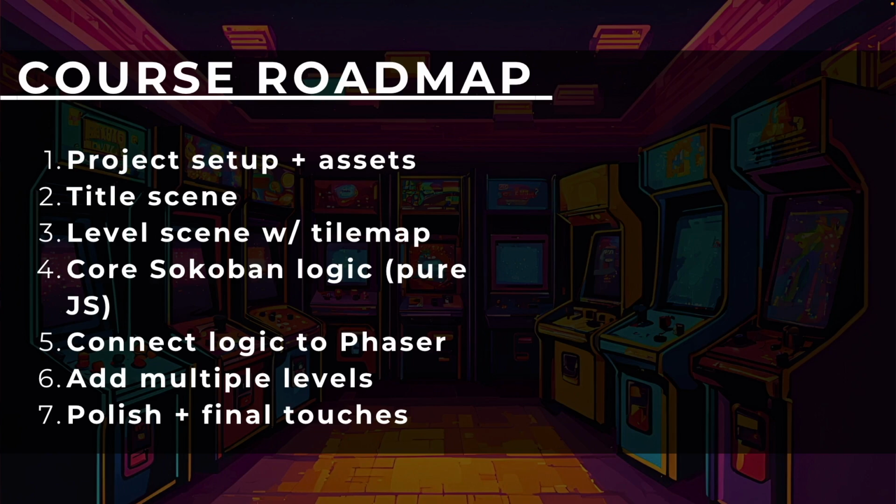In this course, we'll move step by step. First, we'll set up our tools and our assets. Then we'll build out our title and a preloading scene. We'll then create our first level using a tile map, and then we're going to switch to focusing on our core Sokoban logic, and we'll build this from scratch. Once we have our logic in place, we're going to connect our engine to Phaser. Once everything's connected, we'll start adding in multiple levels, and then we'll switch to polishing up our game and adding our final touches. And with each step, you're writing real game systems.